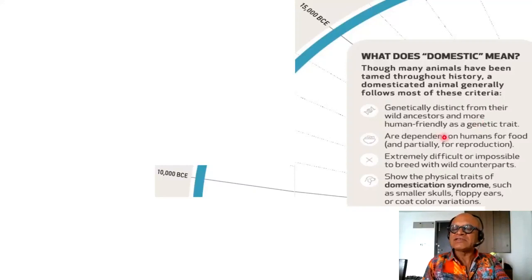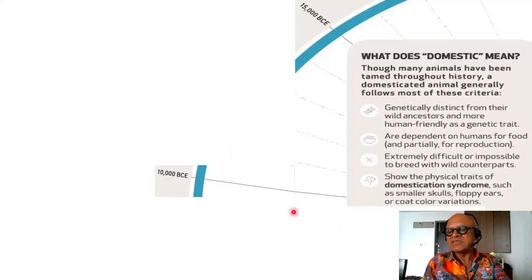Genetically distinct from their wild ancestors and more human-friendly as a genetic trait, so they've been selected already for that. They are dependent on humans for food, partially, or for reproduction, so they don't go hunting or gathering on their own, they just rely on humans to provide them food. Extremely difficult or impossible to breed with their wild counterparts. Most of them show the physical traits of domestication syndrome, such as smaller skulls, floppy ears, or coat color variations. When the function of the brain is reduced, for example, not looking for food but relying on being provided, it can affect the brain, and you can have changes in brain size and structure.